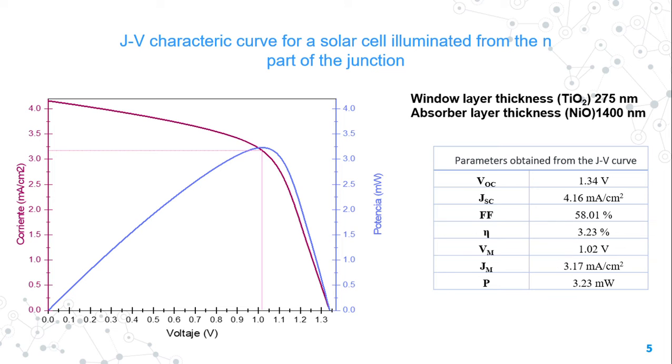That is near the one obtained from the manufacturer's solar cell, which was 2.3%. But something important to observe is the fill factor, which is 58.01%. We can infer from here that the voltage and the current do not have the best relation for the parameters resulting from the simulation.